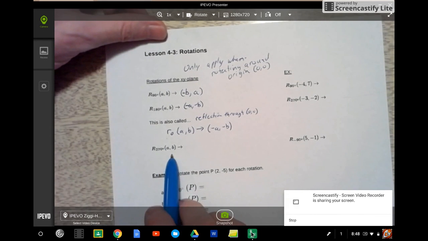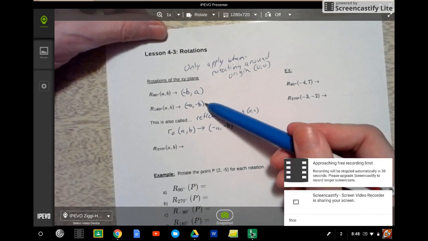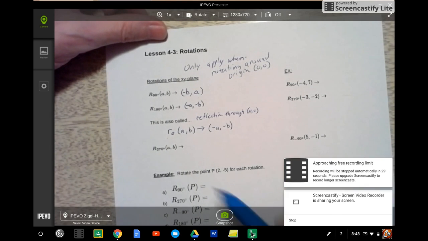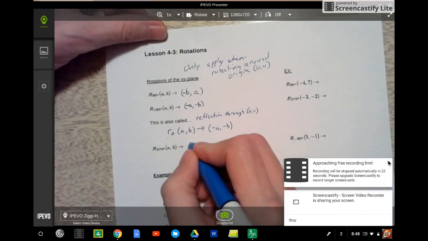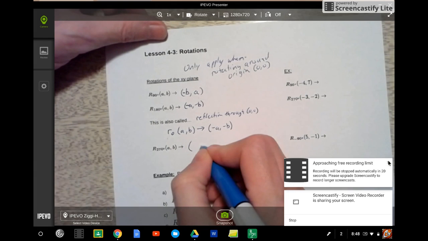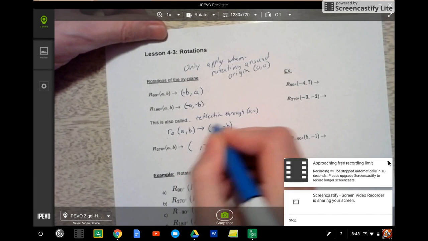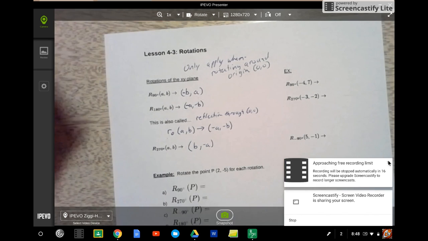Rotation of 270, well, let's see, that was 90, 180, another 90 will be 270. So I'm going to take that, let's get rid of that little weird box that came up here. I'm going to take that and I'm going to move it again. So I'm going to put the negative A here, and when I move the negative B, it becomes positive. So let's look at how those apply to positive angles.